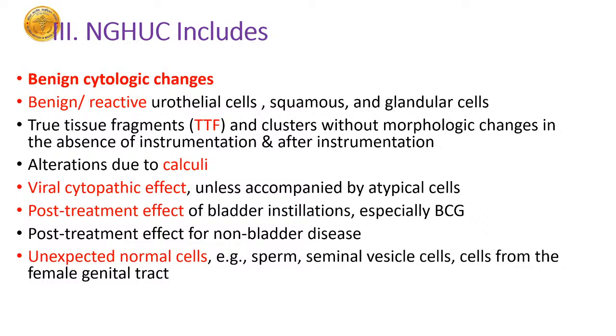NHGUC, and post-treatment effect for non-bladder disease. Unexpected normal cells like cells from the endometrium, from the seminal vesicles may confound the problem further, but these have to be labeled as negative for high-grade urothelial carcinoma. I apologize for this. Next slide, please.